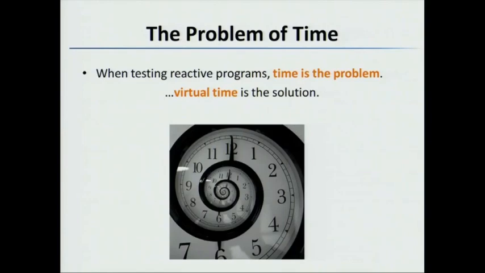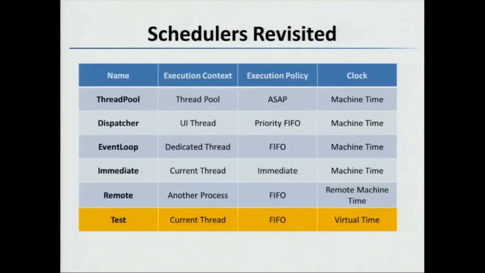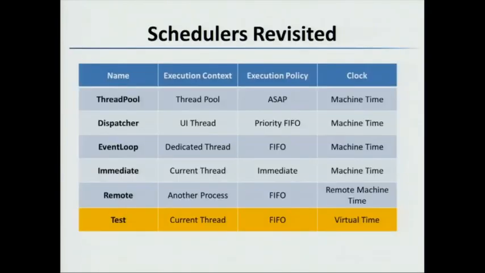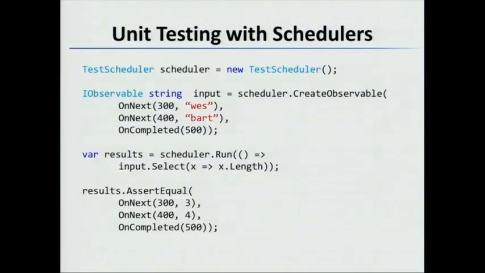Now, time is the problem, but virtual time is the solution. So if we virtualize time, we can execute things more abstractly, and then we can solve the problem of time. So another scheduler we have is the test scheduler. In conjunction with this, there's also a virtual scheduler, which is the base type for the test scheduler. The test scheduler, which is based on the virtual scheduler, is also a historical scheduler as well. And the historical scheduler allows you to run historical queries over, for example, a bunch of stock quotes from the past or whatever. All right, so testing, here we use the test scheduler.